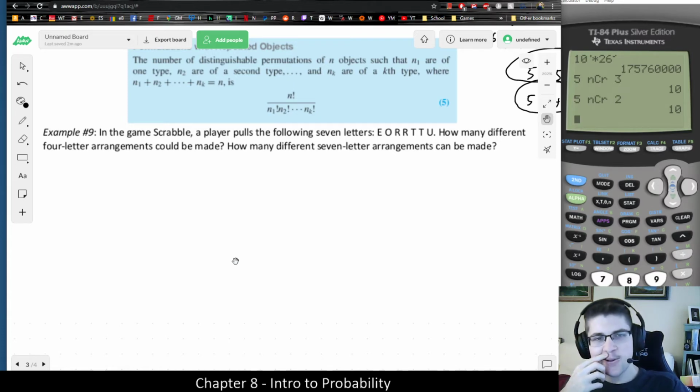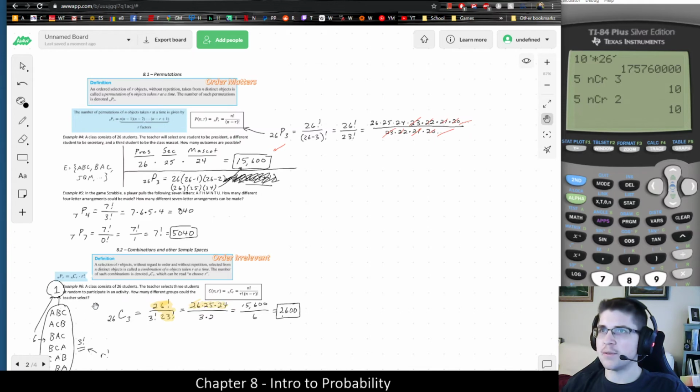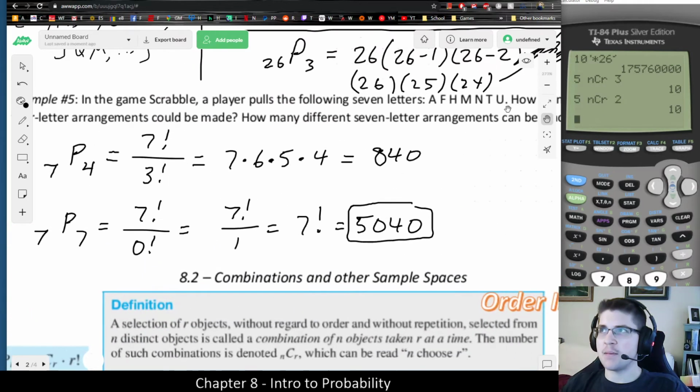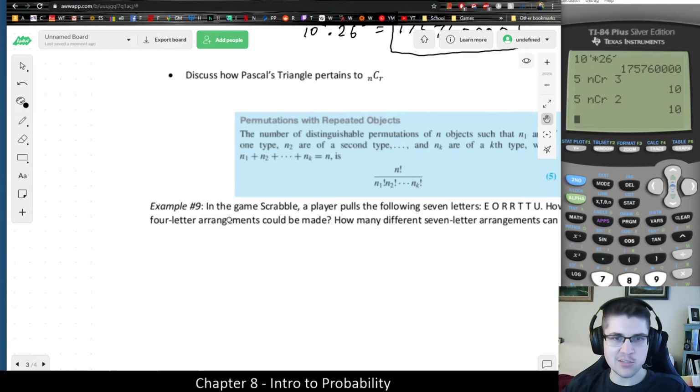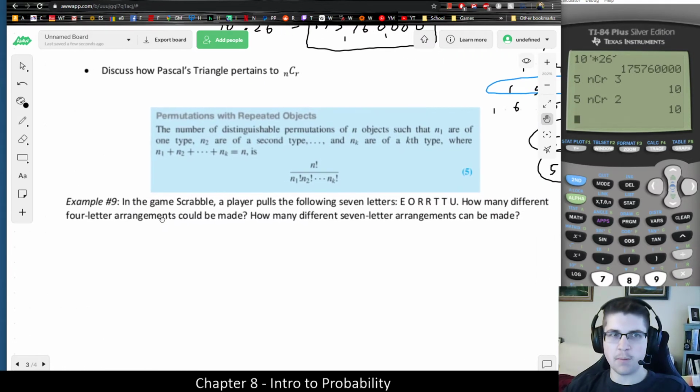So notice that it's almost exactly the same type of question, but R is repeated twice and T is repeated twice. As we discussed before in the Scrabble example, it should be a permutation because I'm taking all the letters and the order matters. If I'm developing a word or an arrangement, order is important, meaning it's a permutation, not a combination. And the question actually states arrangements, which implies that the order matters.